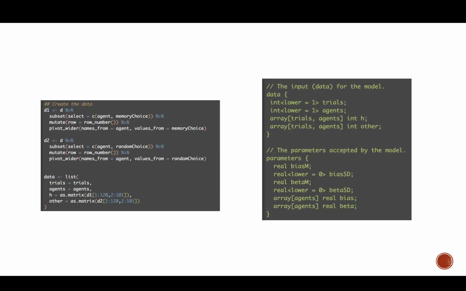The parameters: bias mean, bias standard deviation. This is the population level for the bias in the memory agent. The standard deviation again has a boundary at 0. Beta m, beta standard deviation. The standard deviation has a boundary at 0. And two vectors, two monodimensional arrays, one for bias, one for beta.